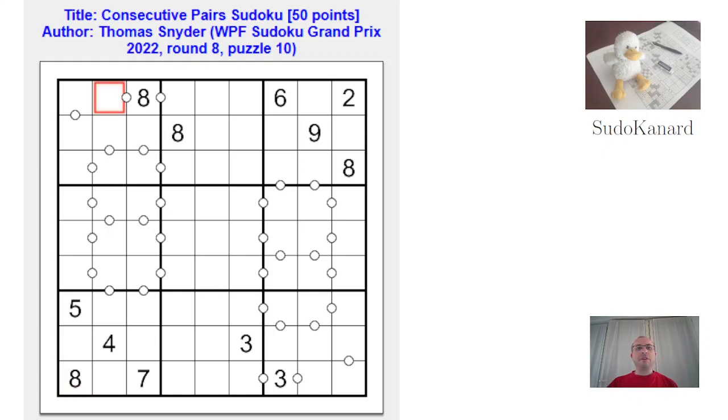So the special rule of consecutive pairs is that whenever you have a white dot between two cells, it means that the corresponding digits must be consecutive. But very importantly, the lack of a symbol of a white dot between two cells means nothing. The digits could very well be consecutive, they could very well be non-consecutive. That gives no additional information.